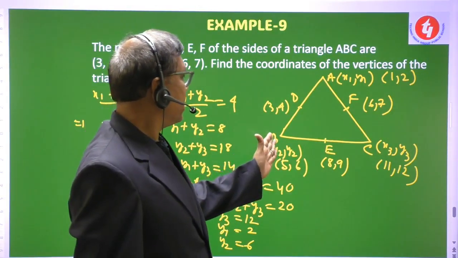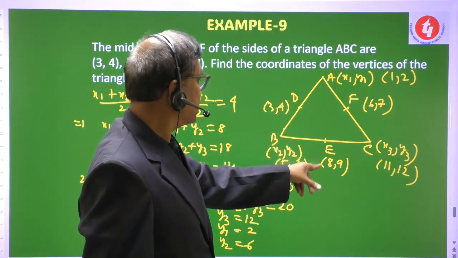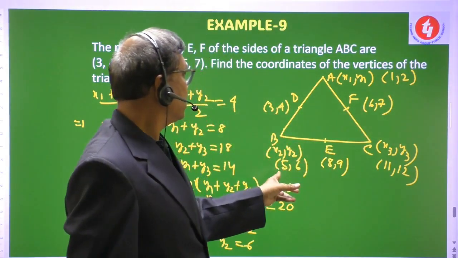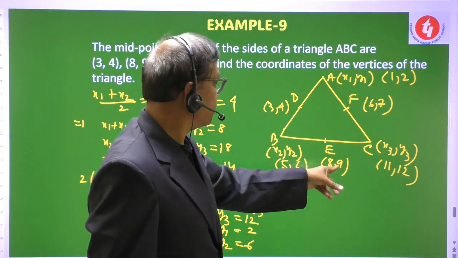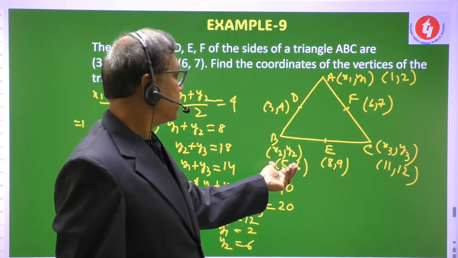Now for B, what will we do? Now abscissa part of these 2 points, that means 8 plus 3, 11. 11 minus 6 is 5. And for Y, 4 plus 9, 13. 13 minus 7 is 6. We are getting the coordinates of B.